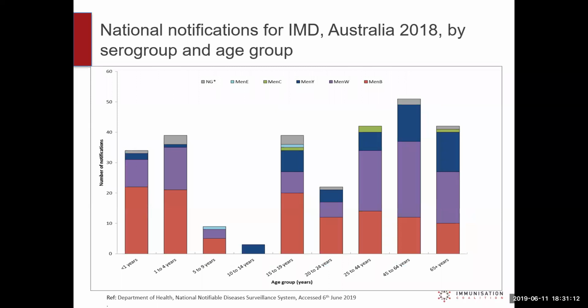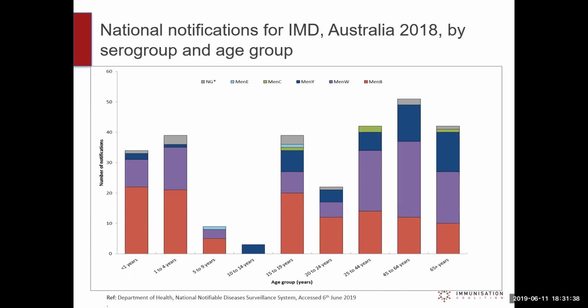If we look at the different age notifications, you can definitely see from this graph that meningococcal B is across the age ranges, but not so much in the 10 to 14-year-olds. Very clearly, it's the standout serotype affecting young children under the age of 4.